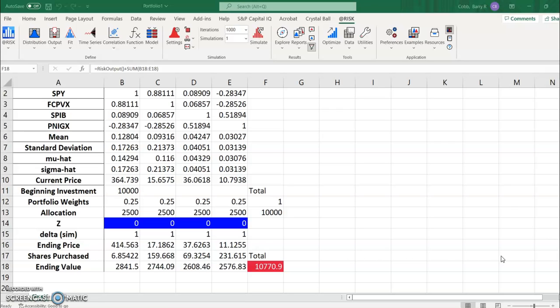Now, we're not quite ready to simulate this model because we need to utilize the correlations between each of the investments, and so we'll cover that in the next video.